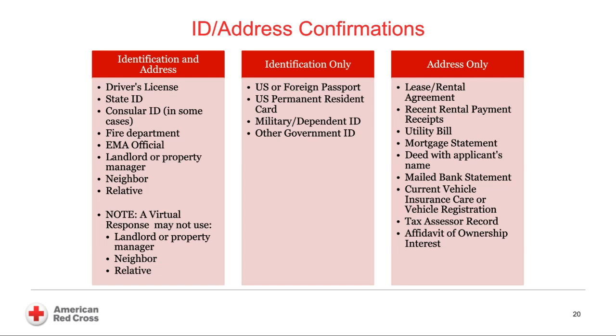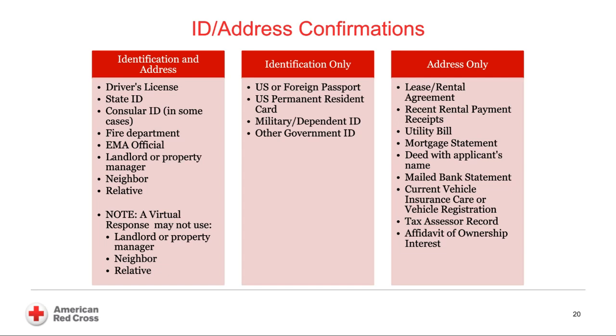So if our client does not have any of the documents listed on the left, for identification, we can use a passport, permanent resident card, military ID, or other government ID. In that case, you're also going to need a document to confirm that address. And on the far right, you can see those documents that are acceptable for confirming address. So I just want to make the distinction that on the left, those documents will confirm the client's ID and address, and then the 2 columns on the right, you would have to use for ID and address.